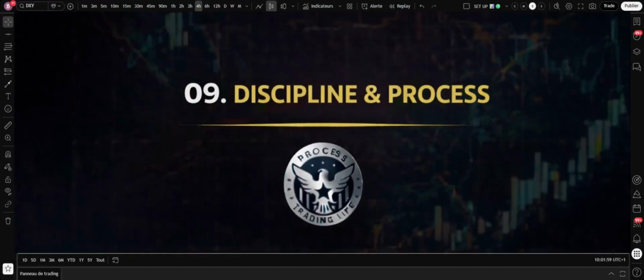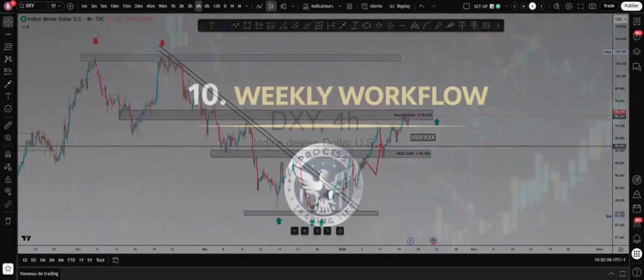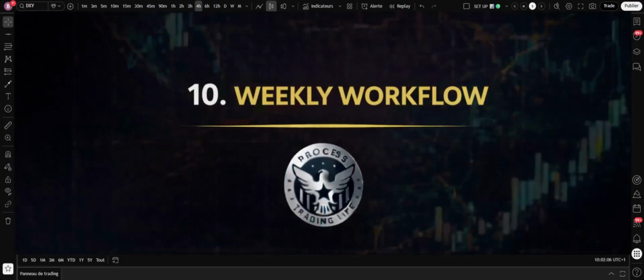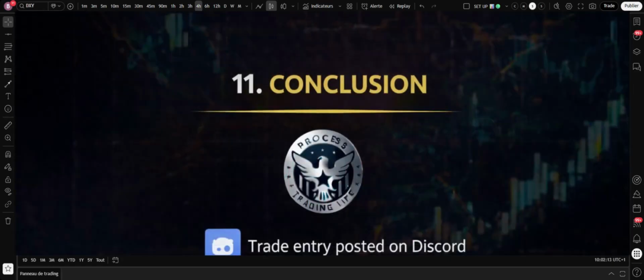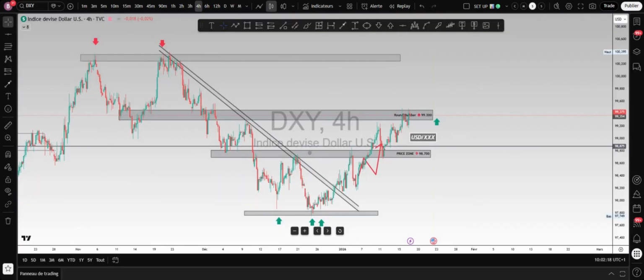In the eighth part we'll see that I don't trade all pairs even if they fit the scenarios. In the ninth part we'll discuss discipline and the process. In the 10th part we'll look at the weekly organization for the following week, and then we'll finish with the conclusion. So quite simply we're going to do this video step by step.